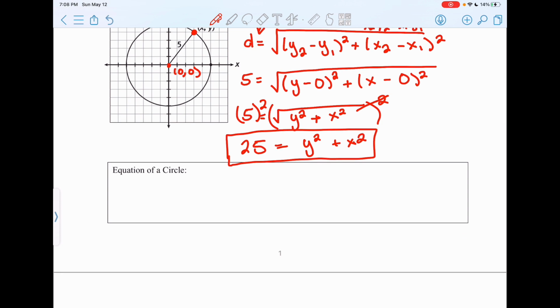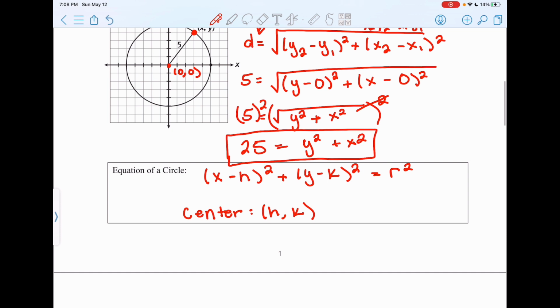And so here's what the equation of a circle tells us. The equation of a circle is x minus h squared plus y minus k squared is equal to r squared, where h and k come from the center of the circle, and r is the radius.